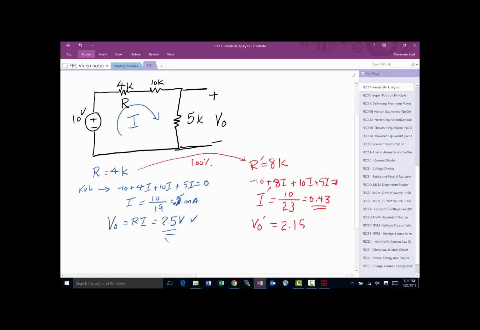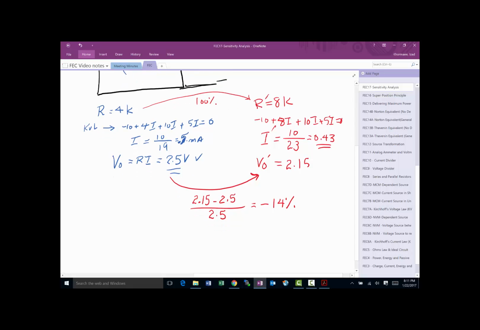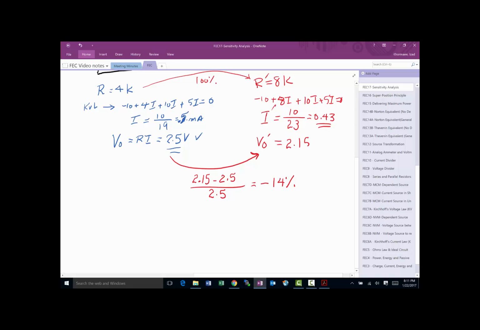Then I'm going to calculate what percentage that changed. The percent change here is 2.15 minus the reference, which is 2.5, divided by 2.5. If we do this calculation, 2.15 minus 2.5, all divided by the reference, the starting place, which was 2.5, we get minus 14%.